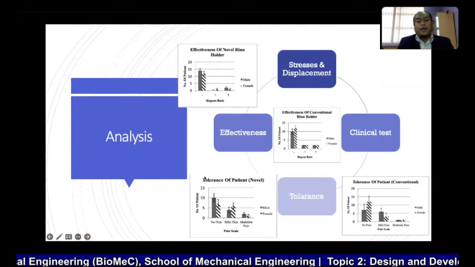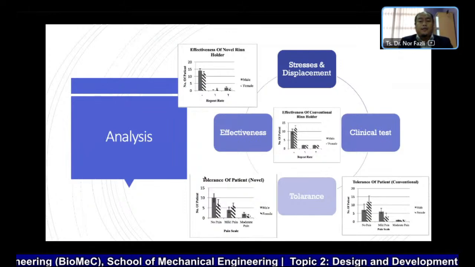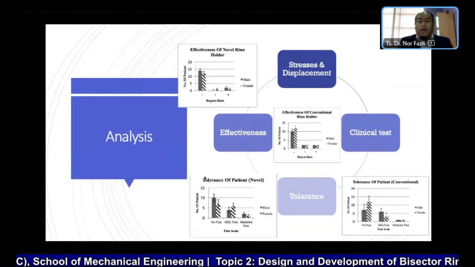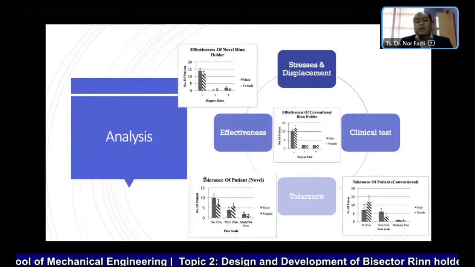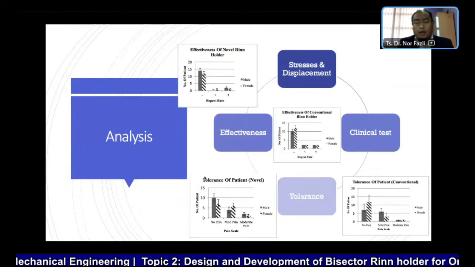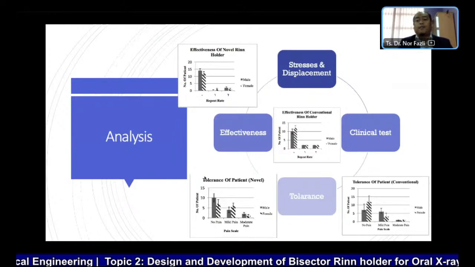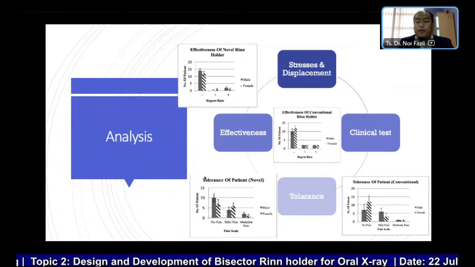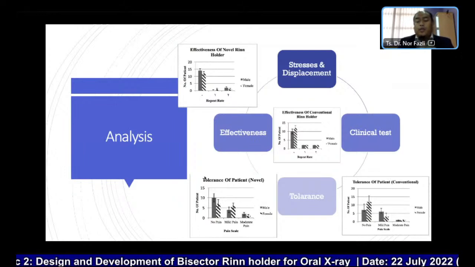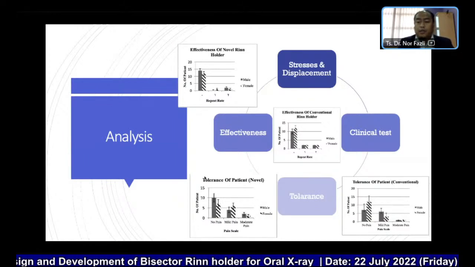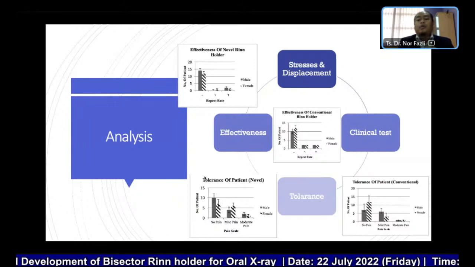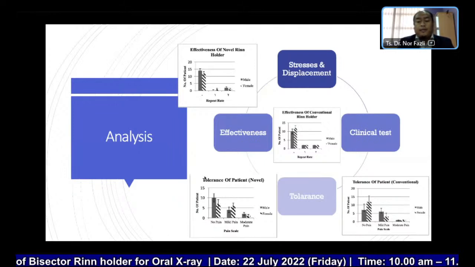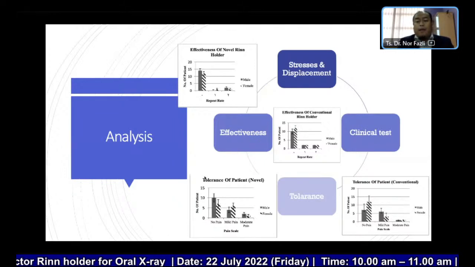This shows some analysis that has been performed after the product was received. As I mentioned previously, the stress and displacement analysis has been simulated computationally, and then clinical work has been done by dental experts from the team of Dr. Ismail. We look into the tolerance and the effectiveness of the design holder.